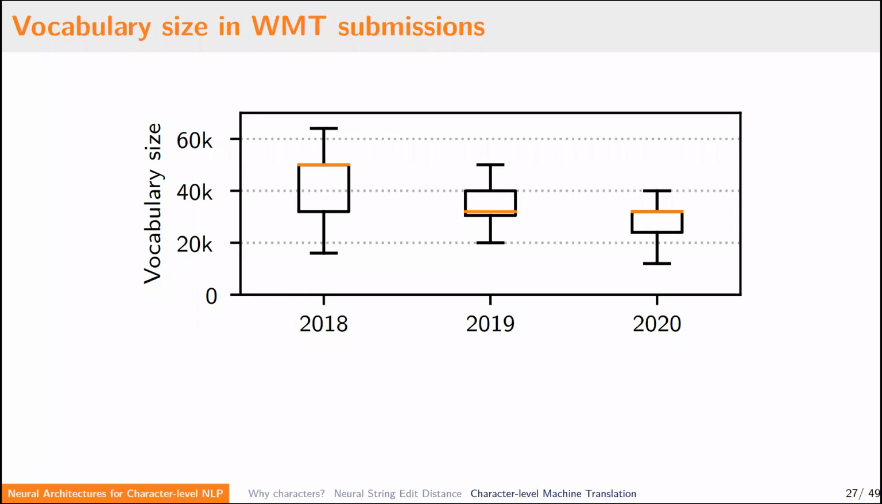This is just a fun fact, nothing very relevant, but the average vocabulary size of the systems at WMT slowly decreases, but no way to the number of characters because still the median vocabulary size is 32,000 items, and the reason for the decrease is probably that there are more and more low resource languages in WMT, and small vocabularies work better for low resource languages.